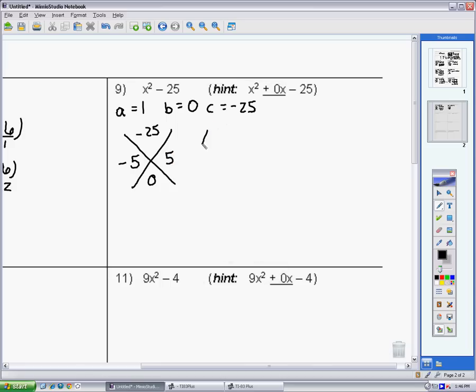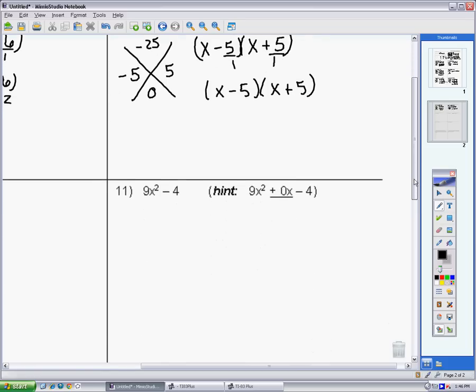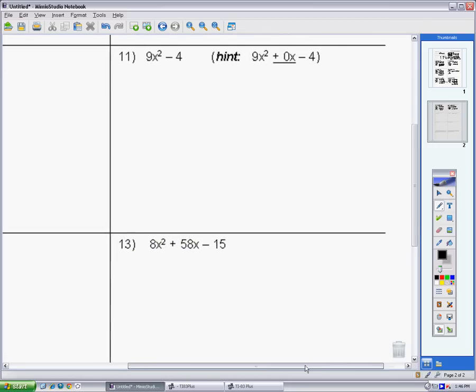So when I write my factors, I get x minus 5 times x plus 5. I'm going to divide by my leading coefficient, which is going to be 1, which is going to leave me with x minus 5 times x plus 5. And these are my factors for x squared minus 25. Number 10.